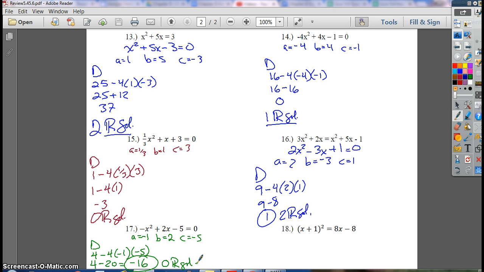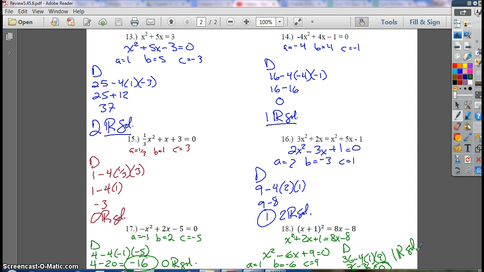18. Okay? I cannot identify B and C until this is basically in standard form. So I need to FOIL this. That'll be x squared plus 2x plus 1. And then going to set it equal to 0, which would be minus 6x plus 9. So A is 1, B is negative 6, C is positive 9. So if you do your discriminant, you will have 36 minus 4 times 1 times 9. So that's 36 minus 36, which is 0. So there's my discriminant, which means I have 1 real solution to this guy.